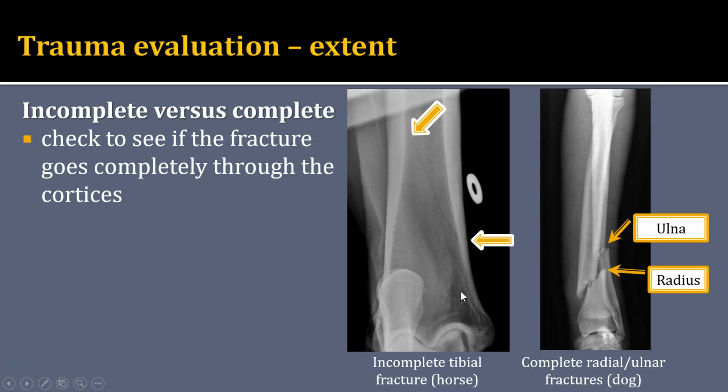On the middle of the slide, I have a tibia from a horse where I can see a fracture line here that is through the medial cortex of the tibia, extends proximally and laterally, but there is no fracture line through the lateral cortex. So this would be an incomplete tibial fracture, and it's involving the mid and distal diaphysis of the tibia. On the right side of the slide is a dog that has radial and ulnar fractures, and if you notice, the fracture lines completely go through medial and lateral. So these are complete fractures of the radius and ulna in the distal diaphysis of both bones.